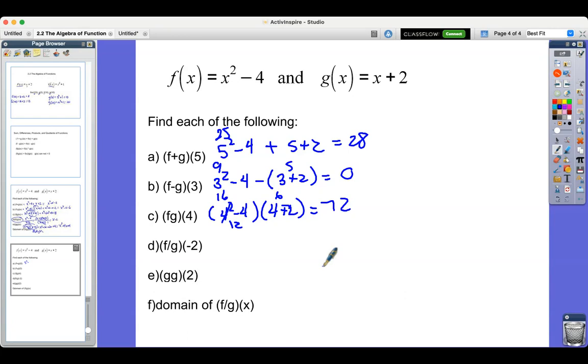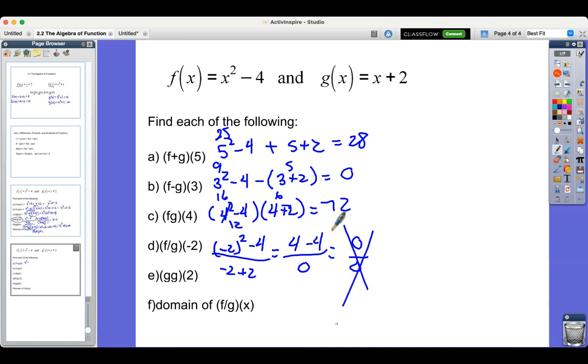All right. The next one, f of g of negative 2. We're going to put negative 2 in both of these. We got to put parentheses because we got to include that negative. Negative 2 squared minus 4 over negative 2 plus 2. So negative 2 squared becomes a positive 4, and then minus 4. But in the bottom, negative 2 plus 2 gives us 0. And then we end up getting 0 over 0. Can't have that. So not possible here.